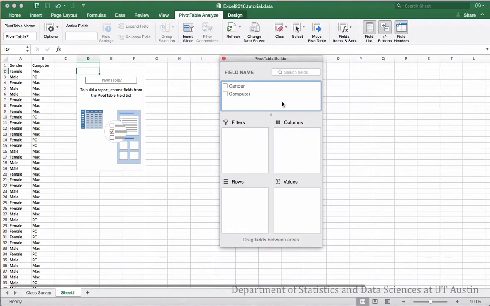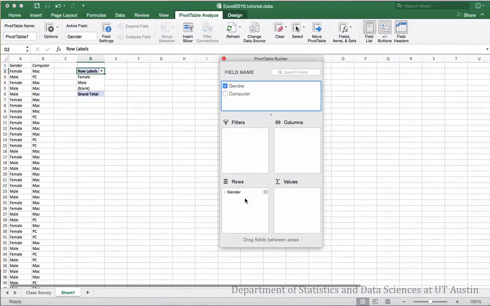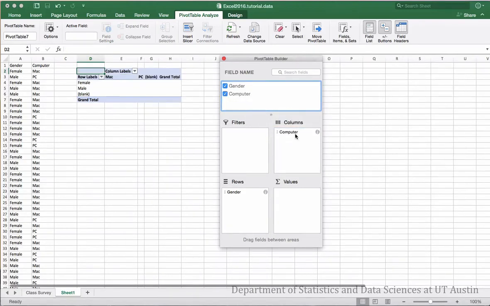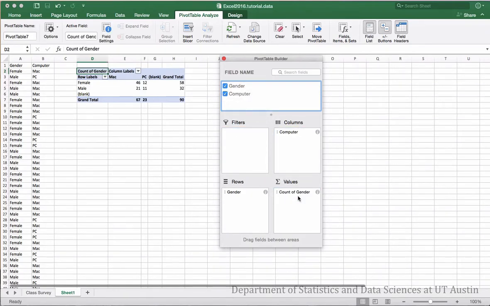So now in order to construct my pivot table, I'm going to select gender. I'm going to put it in the rows. I could have easily put it in columns, but I just chose to put it in the rows. I'm going to put computer in the columns. And now I have to tell it to give me a count. I want the frequency of all these possible outcomes. So it doesn't matter which of these two variables I select. I'm going to select gender, click and drag it into values.